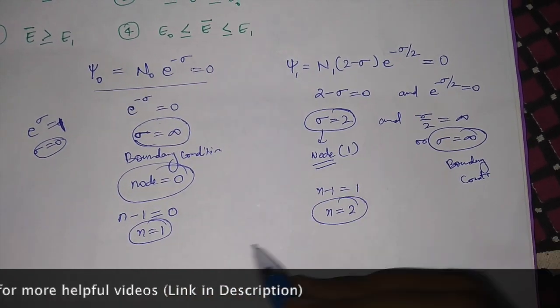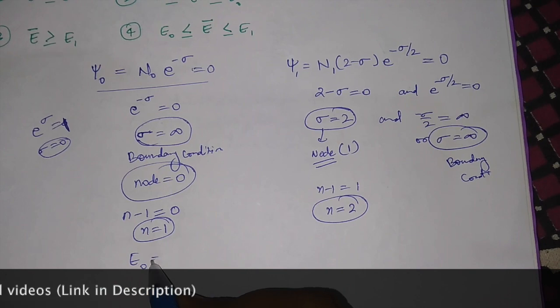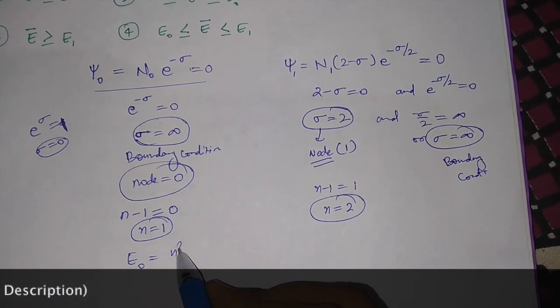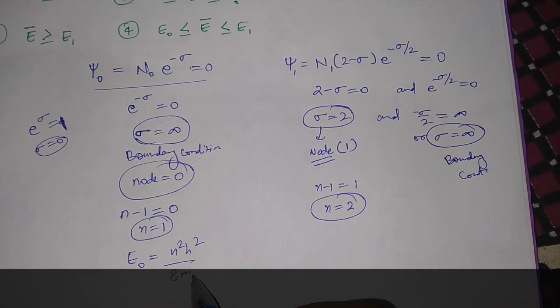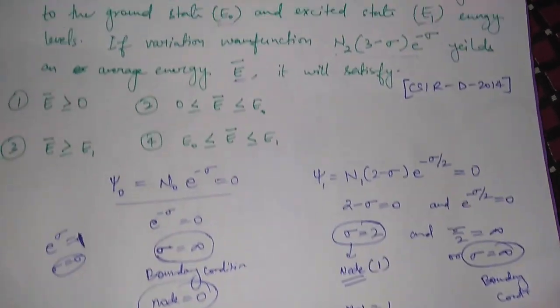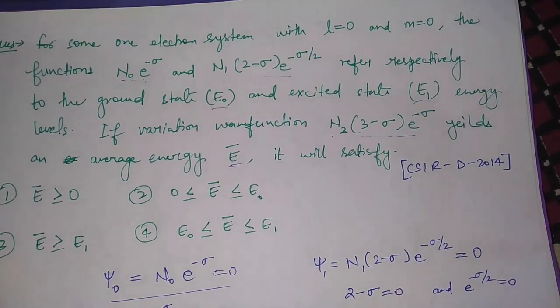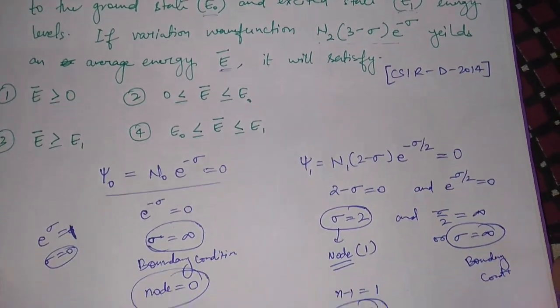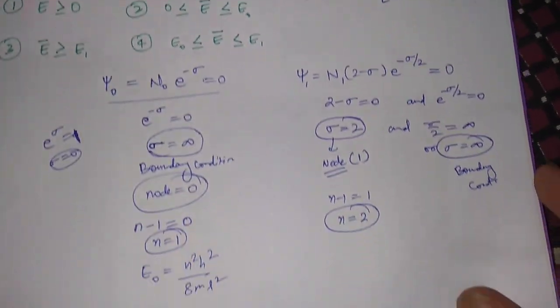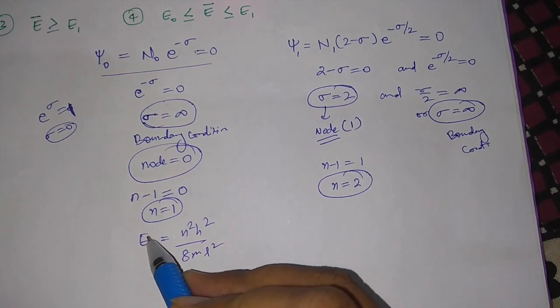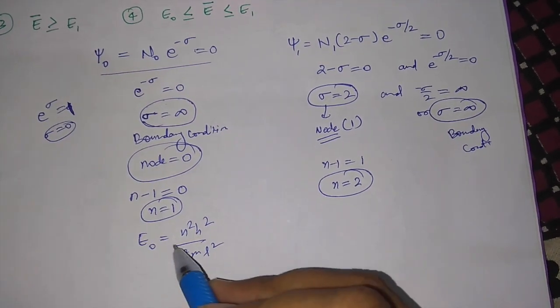Now just find out the value of energies. For the ground state you would have n square h square upon 8 m l square. But this is not a particle in a one dimension box, so you cannot use this equation for the energy term.